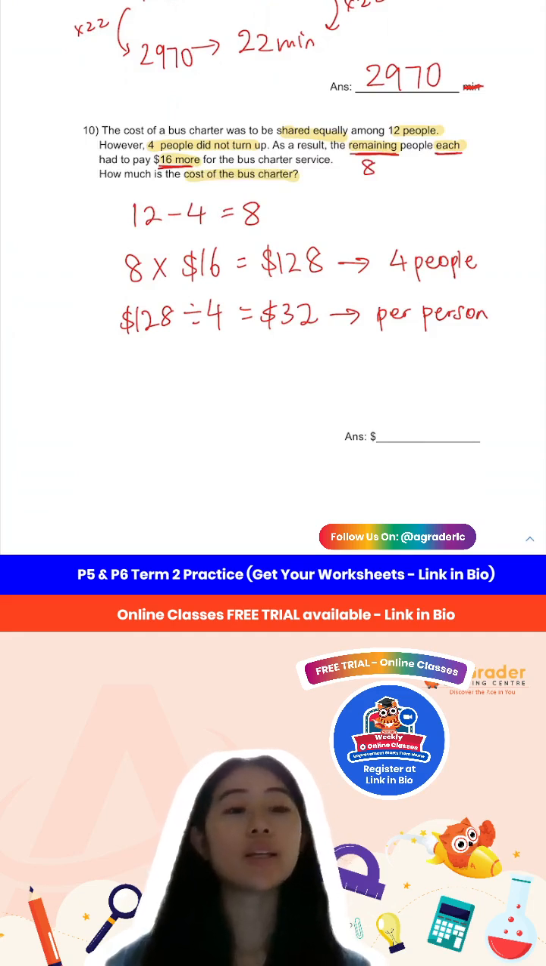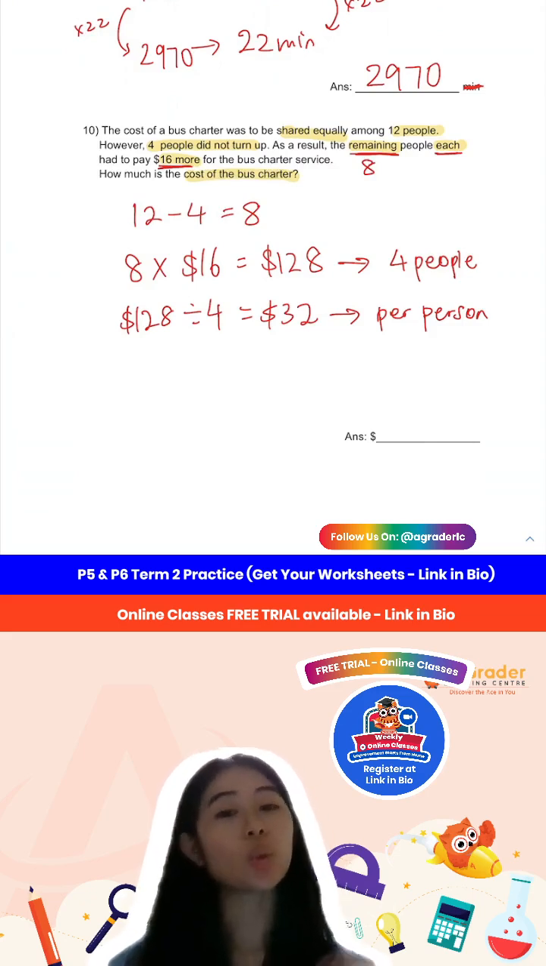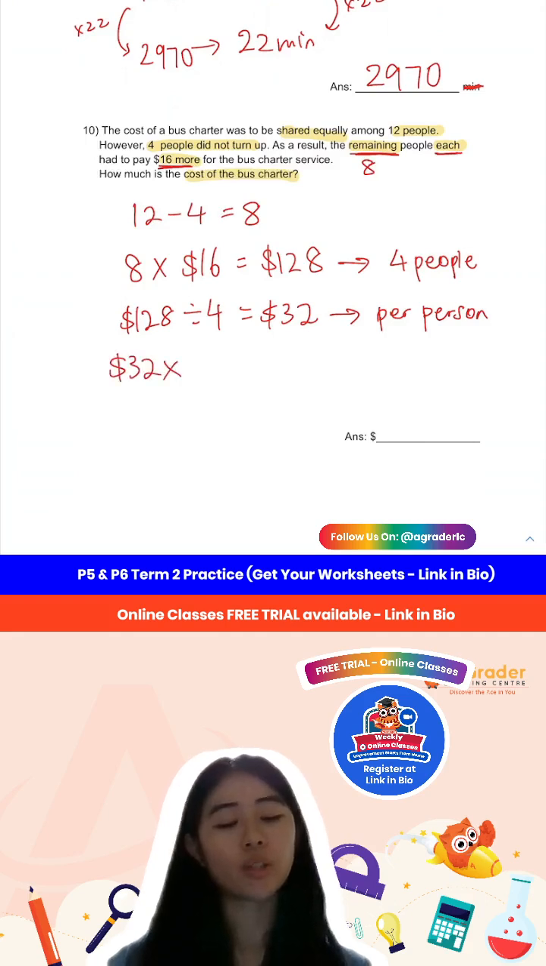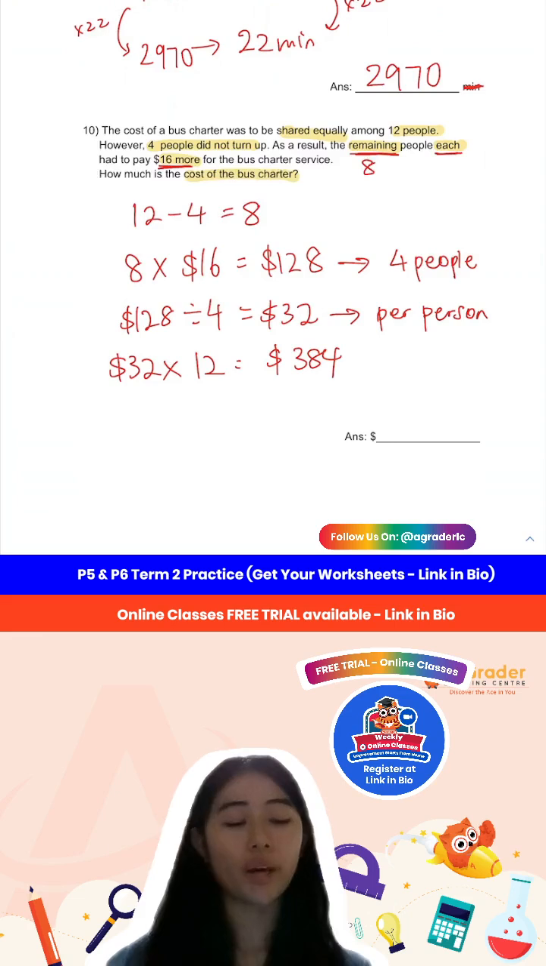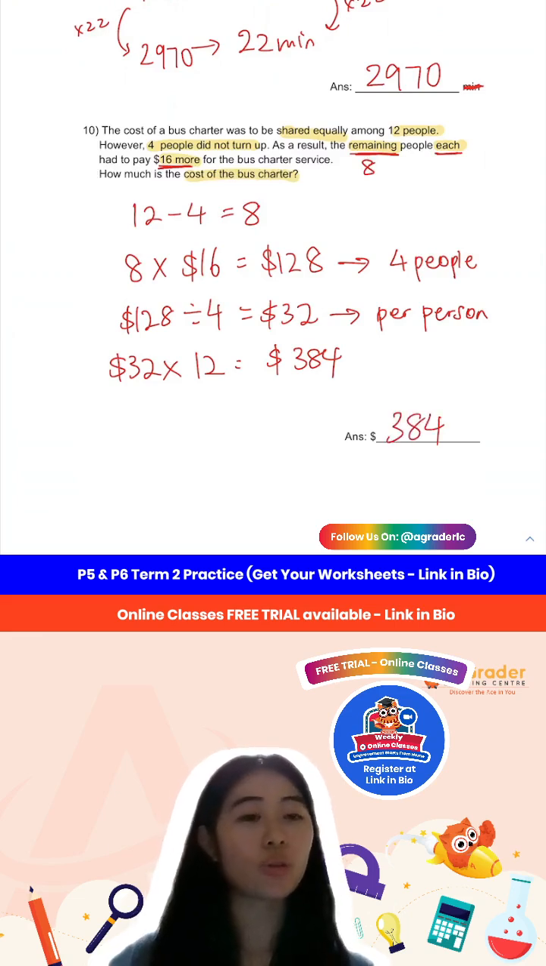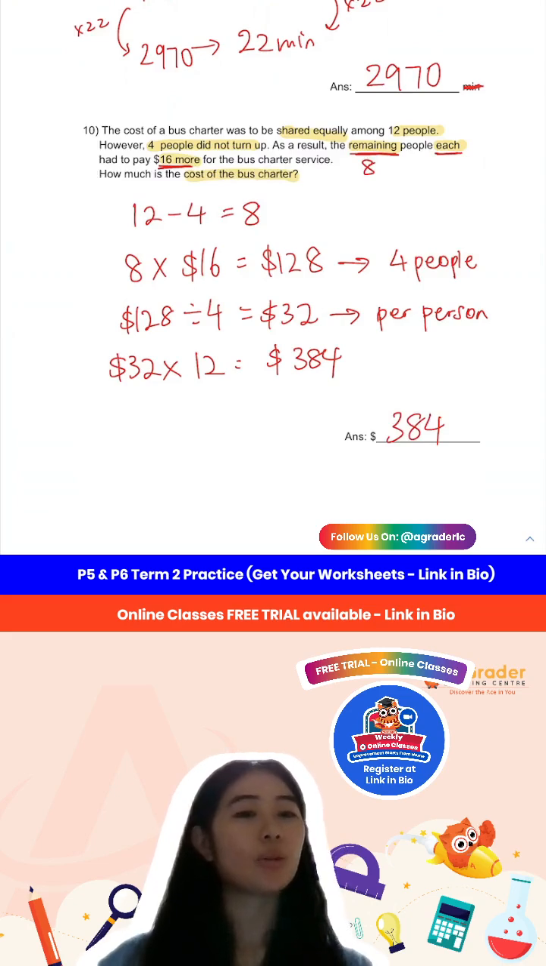And then finally, your last step is to multiply it by the total number of people, which is 12 of them. 32 times the 12 people. So that's how you get 384 as the answer. Yeah, so I think all of you got this correct. Yeah, good job if you got this right.